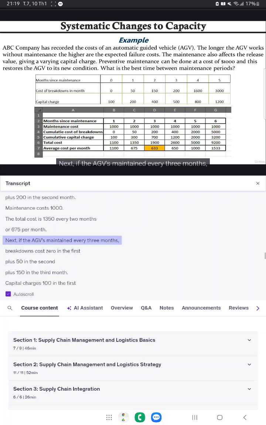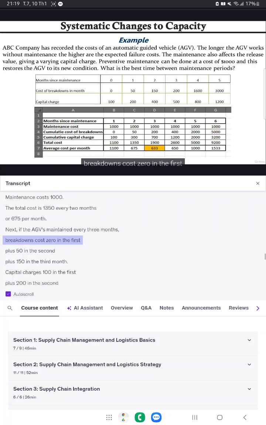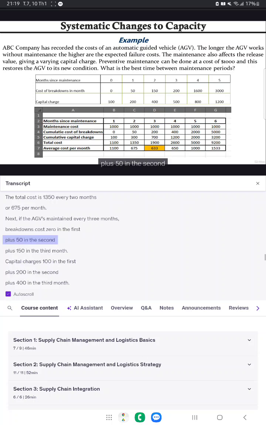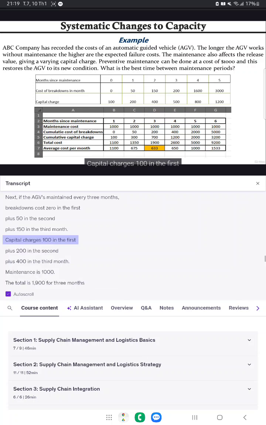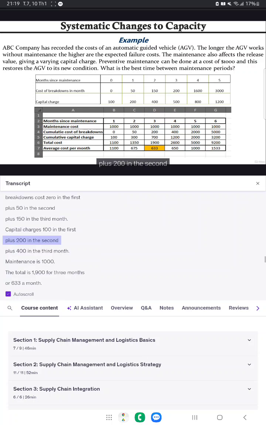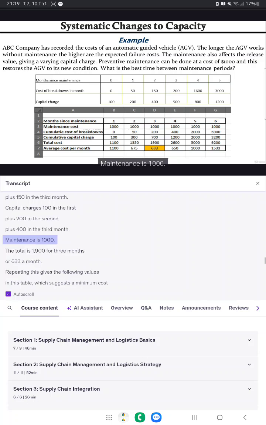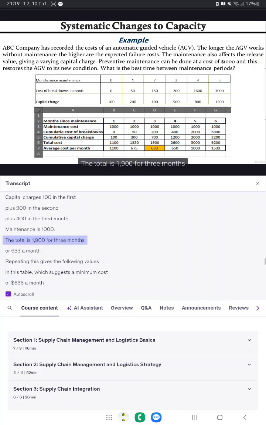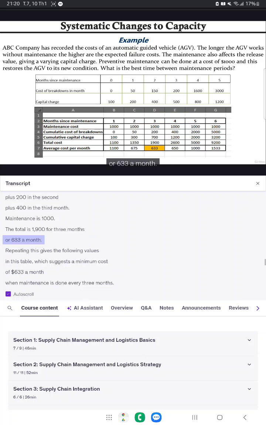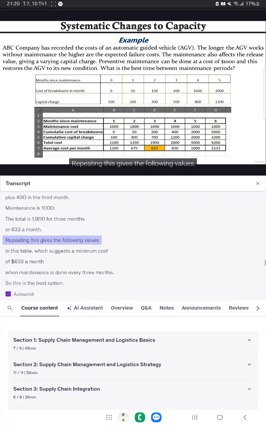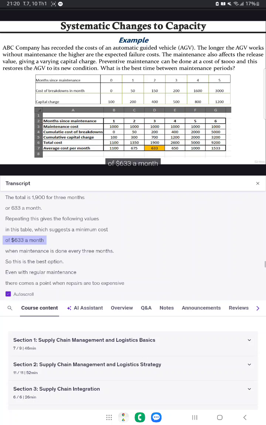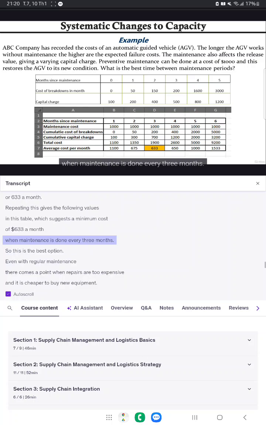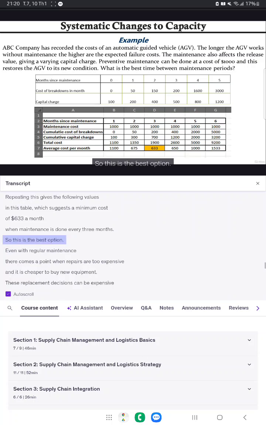Next, if the AGV is maintained every 3 months, breakdowns cost 0 in the first, plus 50 in the second, plus 150 in the third month. Capital charge is 100 in the first, plus 200 in the second, plus 400 in the third month. Maintenance is 1000. The total is 1900 for 3 months or 633 a month. Repeating this gives the following values in this table, which suggests a minimum cost of $633 a month when maintenance is done every 3 months. So this is the best option.